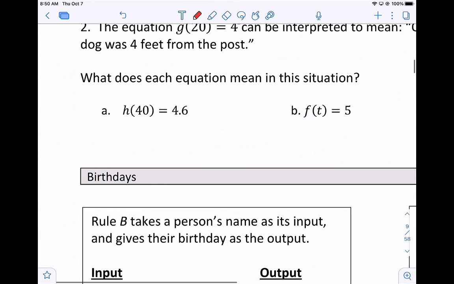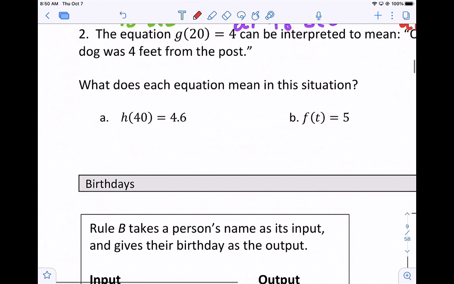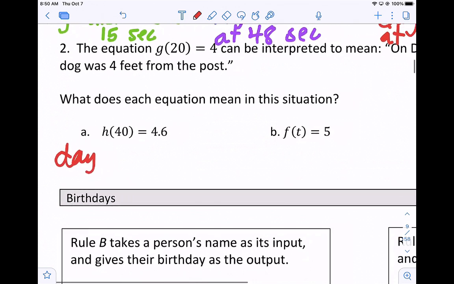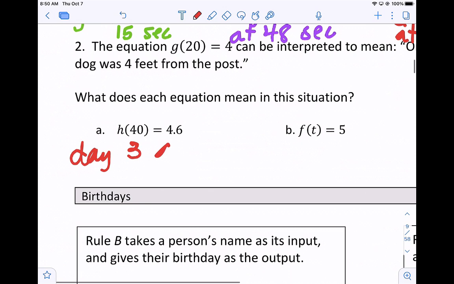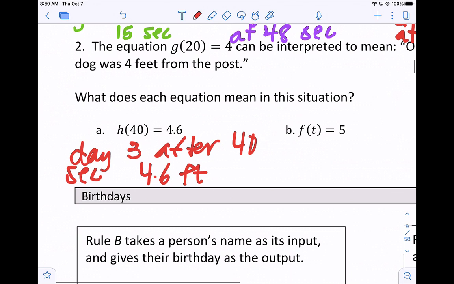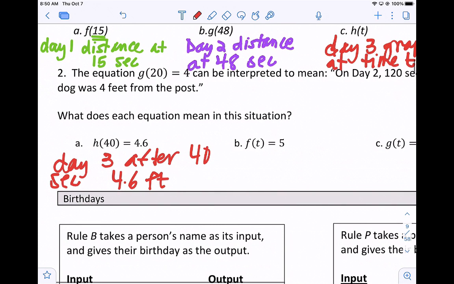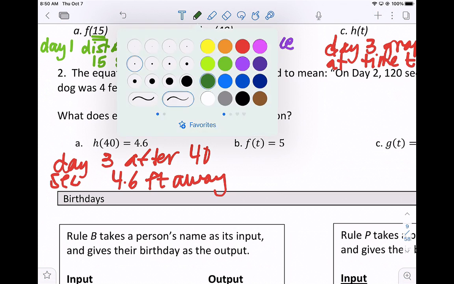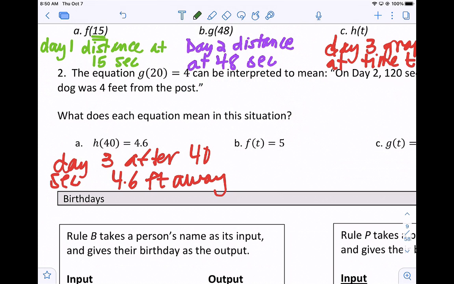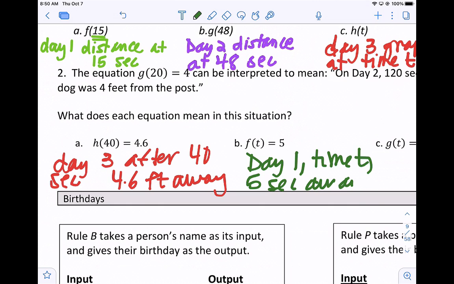All right, so H was day 3. After 40 seconds, the dog was 4.6 feet away from the post. Okay, F of t. So this is saying, at time t for day 1, the dog was 5 seconds away from the post.